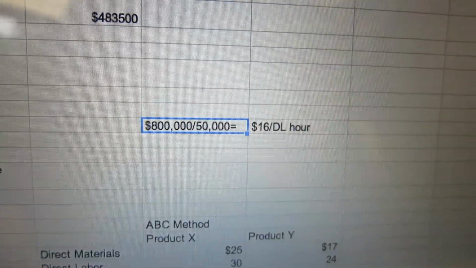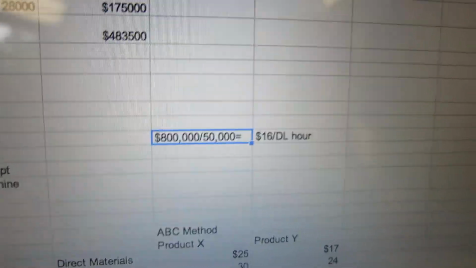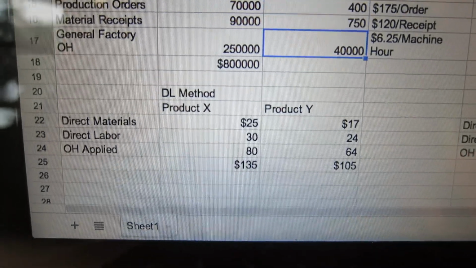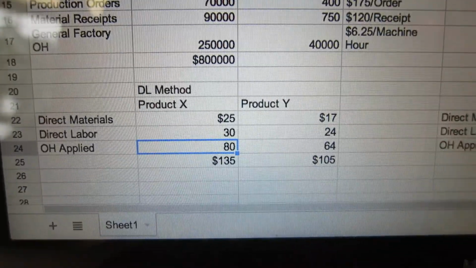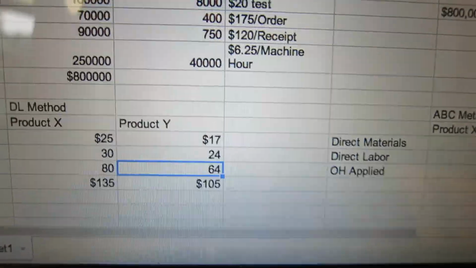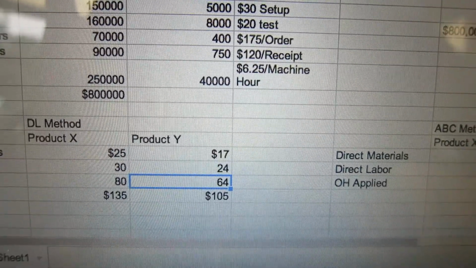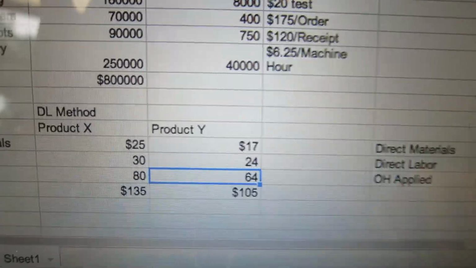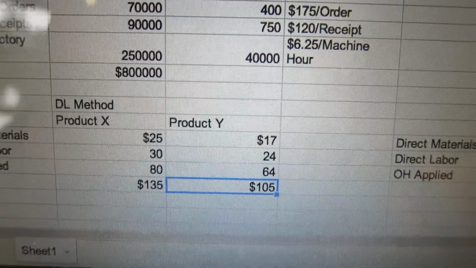So we're put with $16 per direct labor hour, and you get the overhead by doing $16 times 5 in this instance, which is what it would take to make 1 unit of product X, and you get 64 on this end by doing 16 times 4, which is 4 hours that would take to make 1 unit of product Y. So we see that our numbers is 135 for product X and 105 for product Y.